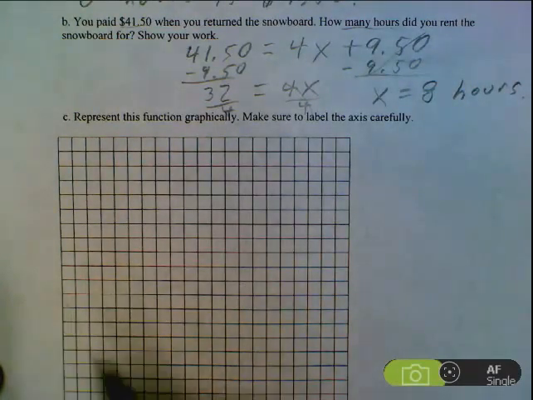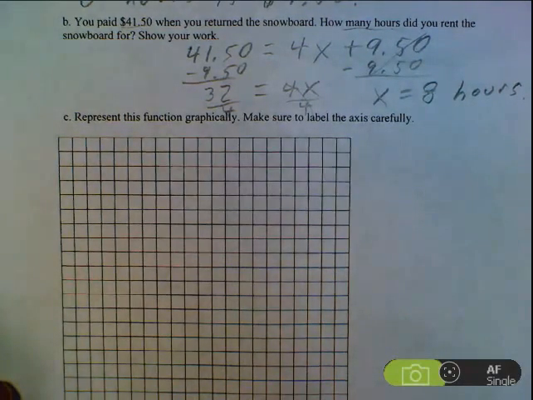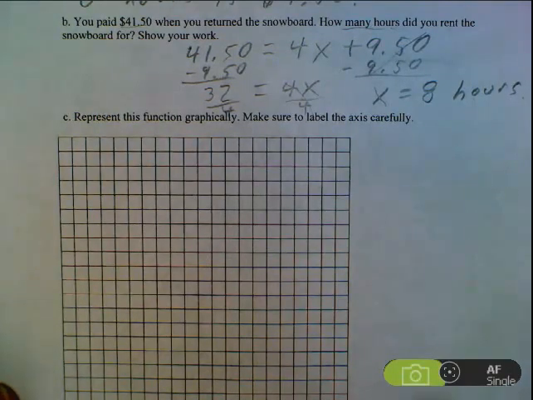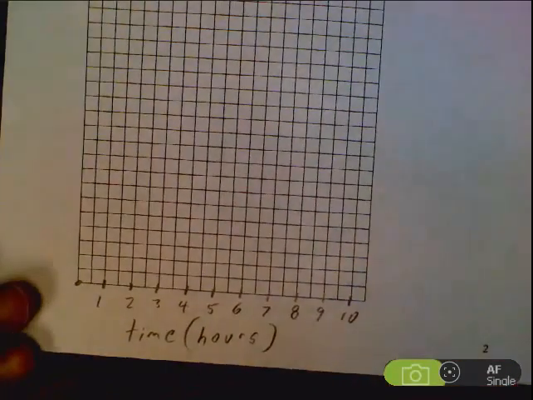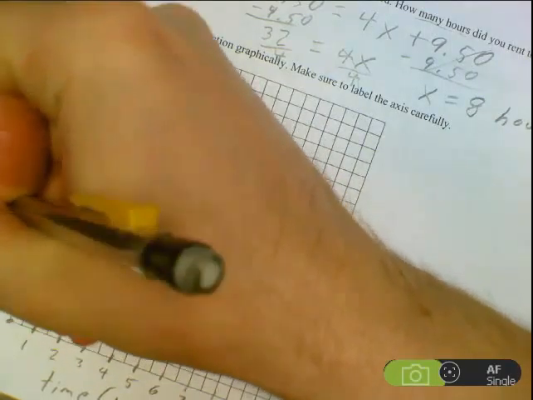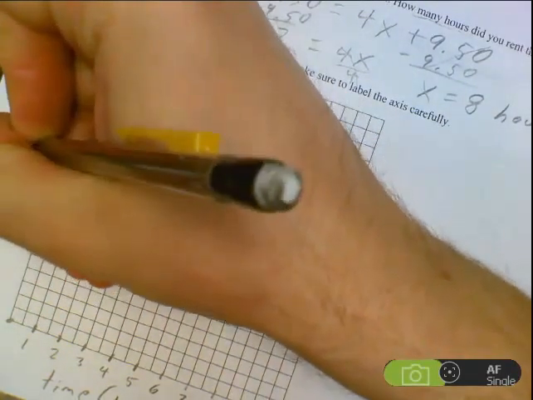Now going up is going to be the cost. So down here it's time in hours. Oh, that's not on the screen. Sorry about that. So time in hours, and then this is going to be the cost in dollars.